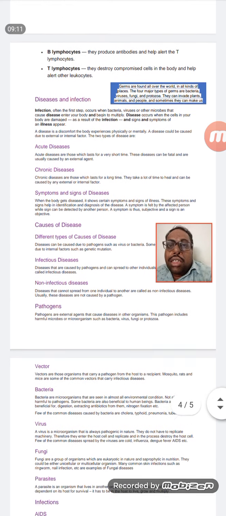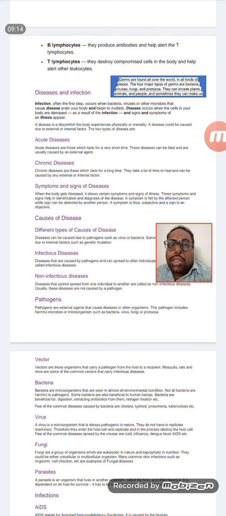Next come diseases and infection. We must know what an infection is and what a disease is. Infection is the first step: when bacteria enter the body, that first step is known as infection. When the infection starts to affect the main organs or nearby organs in our body, we call it a disease. And there are two things that come with infection and disease, that is signs and symptoms.